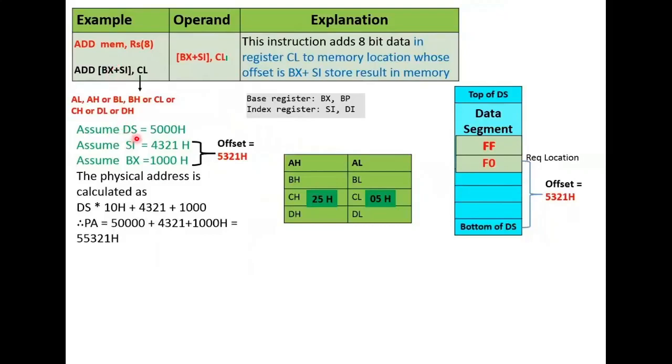Okay. Now data segment's base address we assume, that is 5000. And SI also we assume 4321, BX also we assume 1000. Now you are going to add this SI and BX to get offset. So when you add SI and BX, you will get 5321. Now you know the formula to calculate physical address, that is segment address into 10 plus the offset. Offset is 5321, right? So after adding all these values, we are getting 55321. So that is the physical address, 20 bit physical address.